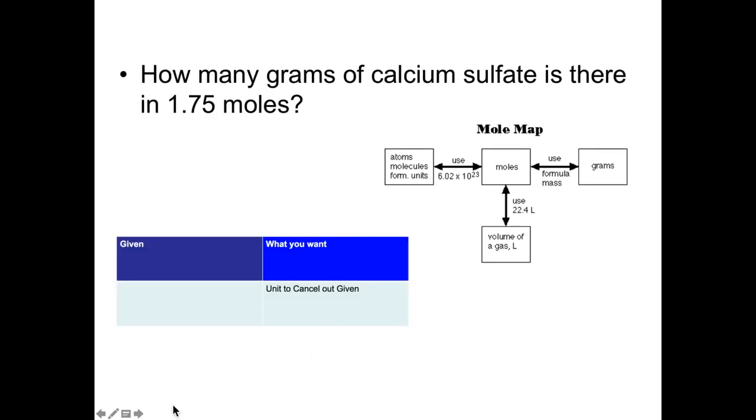Next problem, switching it up. We're going the opposite way now. How many grams of calcium sulfate is there in 1.75 moles? The helpful hint I'll give you is 1.75 moles is the given. So that's going to go in this box.